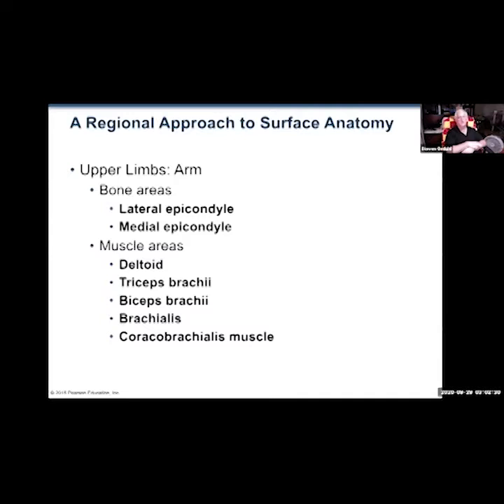Okay, the arms. We talked about the lateral epicondyle and the medial epicondyle. That's on the humerus. Muscles we're talking about: the deltoid, which is your abductor muscle, the triceps brachii and the biceps brachii. So the deltoid muscle, we said, was an abductor muscle. Triceps brachii is an extensor muscle. The biceps brachii is a flexor.